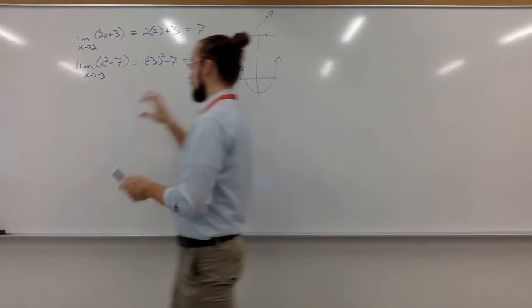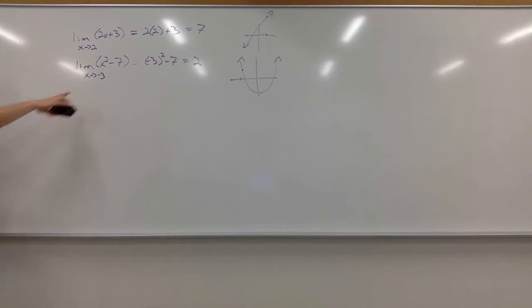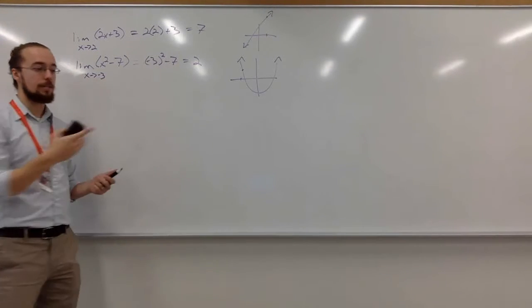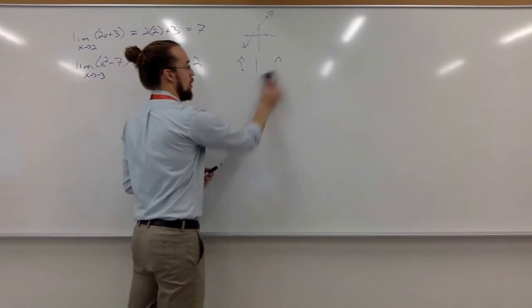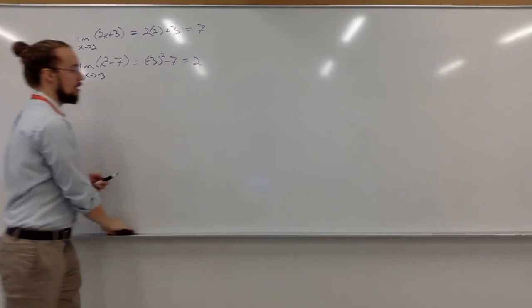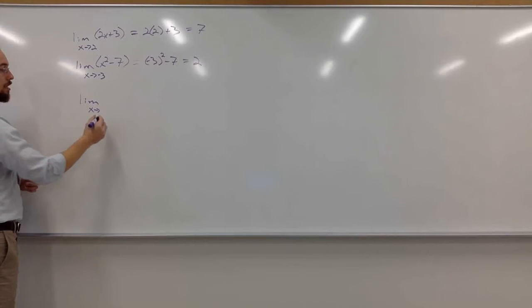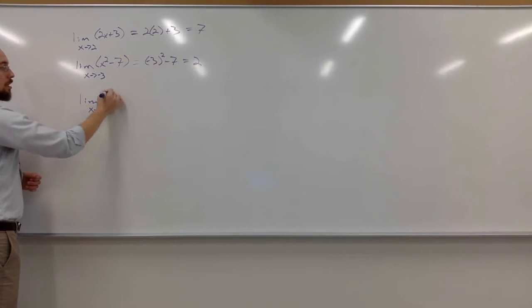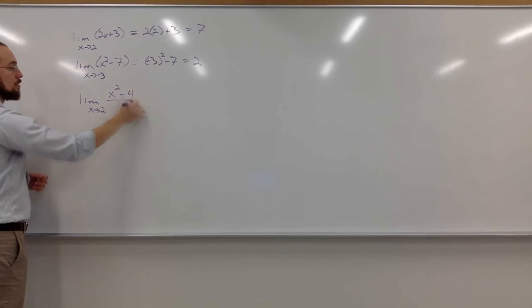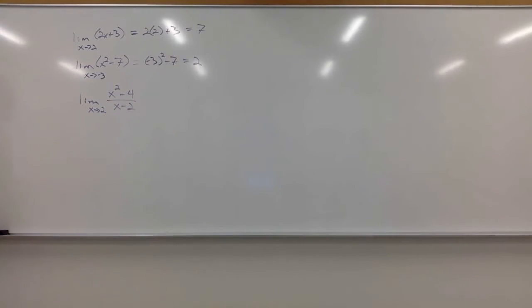Now, these ones are super easy, right? If you've got nice functions, all we have to do is plug in this value and we get our limit. Now, what gets a little bit hairier is if we come across something like this. Here, if I plug in 2, I get 0 over 0. Not good. That doesn't mean, though, that the limit doesn't exist.